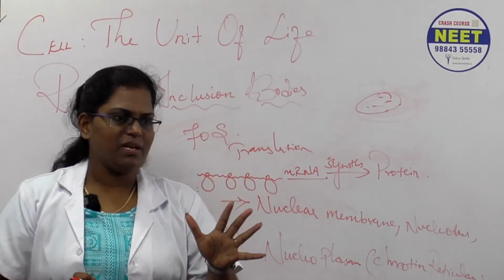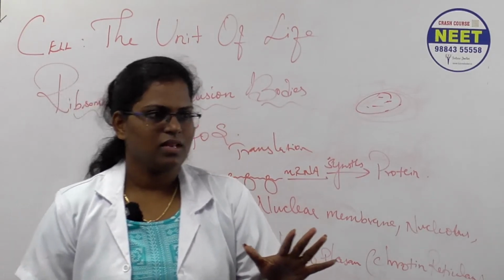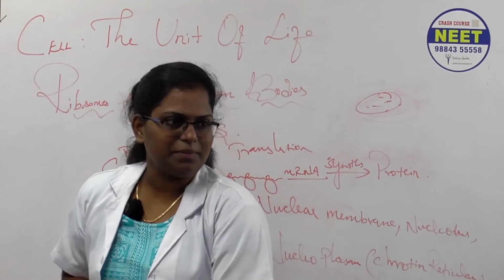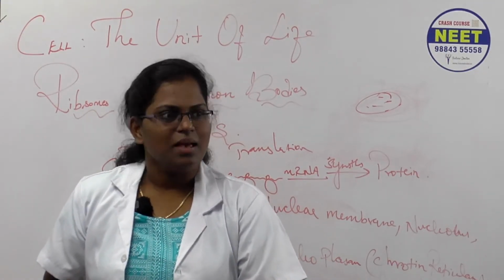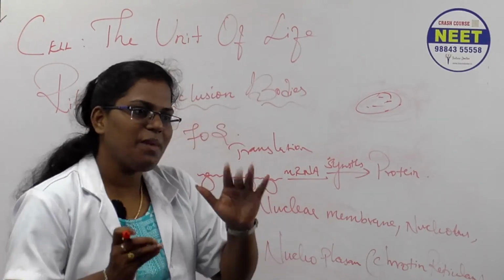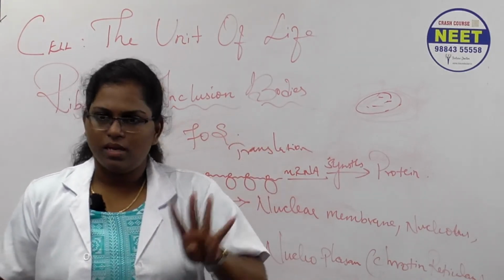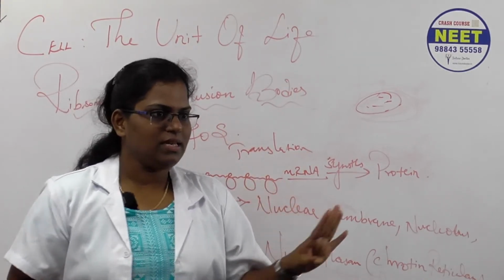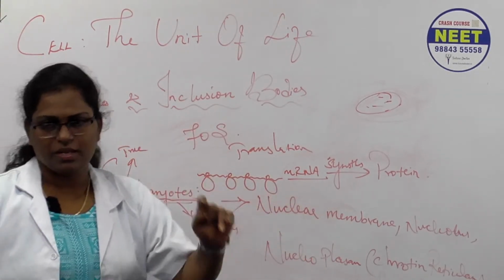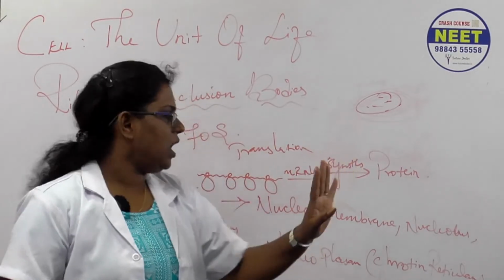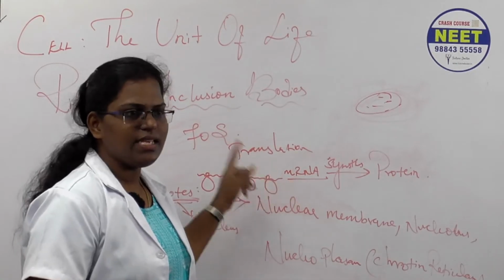Eukaryotes, the five kingdoms. What are all the five kingdoms? In this, which one is not accepted? Monera, because Monera has bacteria, and bacteria are prokaryotes. So without Monera, the rest of the four kingdoms will be in eukaryotic cells, that is protists, plants, animals and fungi. These four are eukaryotic except Monera, because that is bacteria, which are prokaryotes.